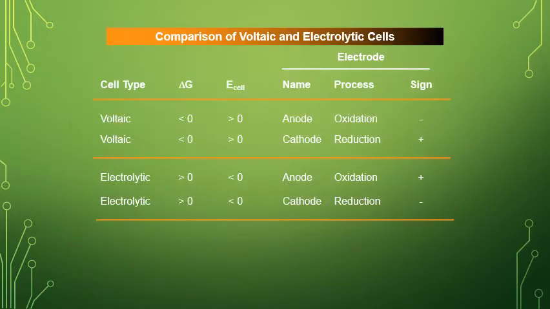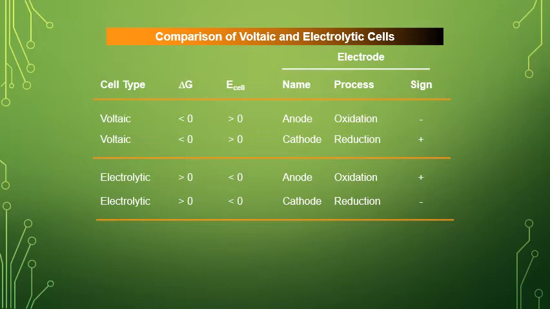Let's look at a quick comparison of voltaic and electrolytic cells. First off, your voltaic cells will have a delta G value less than 0 and will have an E cell value of greater than 0, meaning again that they are thermodynamically favored processes. The electrodes, you have the anode where oxidation occurs, and the polarity of the electrode is a negative value. The cathode is your positive electrode, and it will be where reduction takes place. So you still have the An Ox and the Red Cat coming into play here.